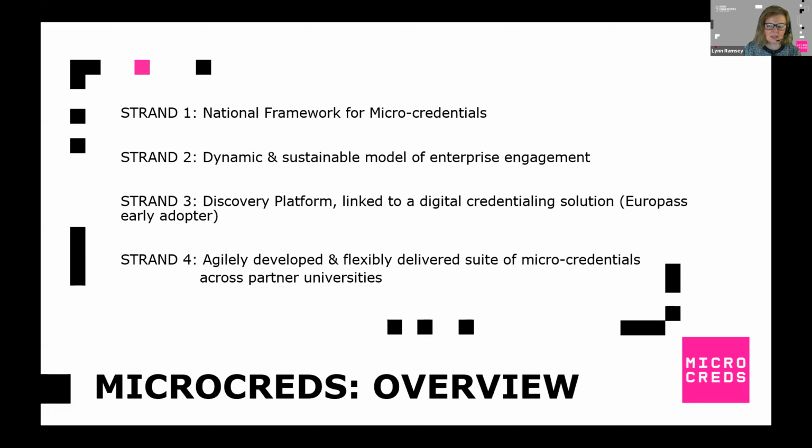And the 4 strands are there for you: developing a national framework; developing a dynamic and sustainable model of enterprise engagement as it relates to micro-credentials; developing a discovery platform which is linked to a learner-focused digital credentialing solution, for which we're working with Europass as an early adopter; and then the 4th strand is that in each of the universities, they are developing an agilely developed and flexibly delivered suite of micro-credentials.